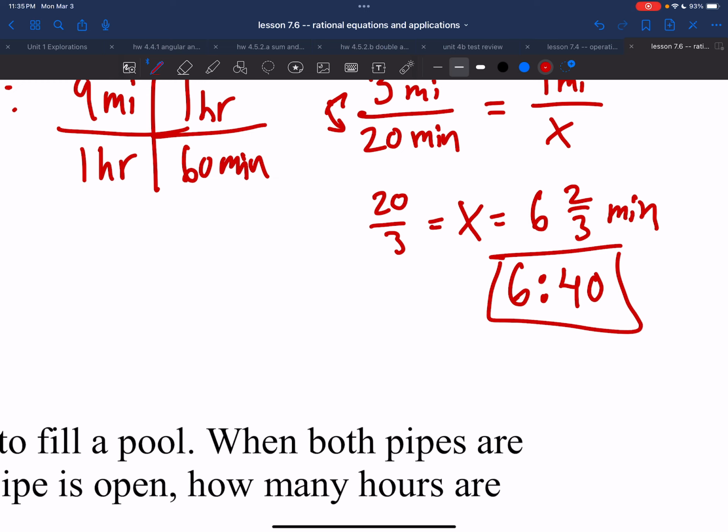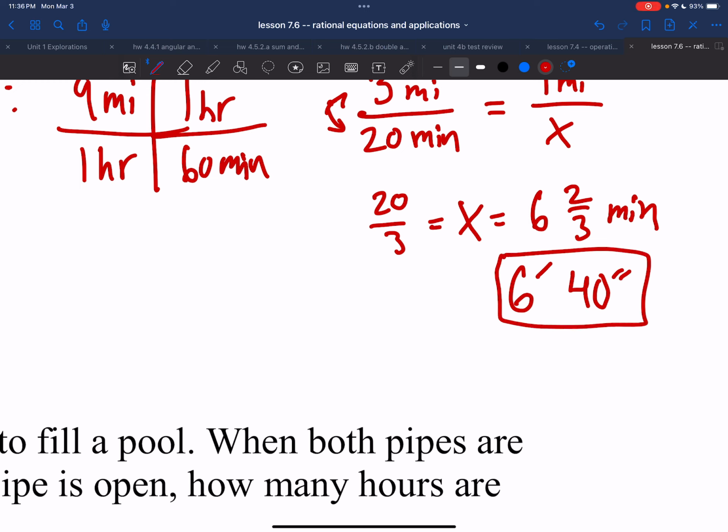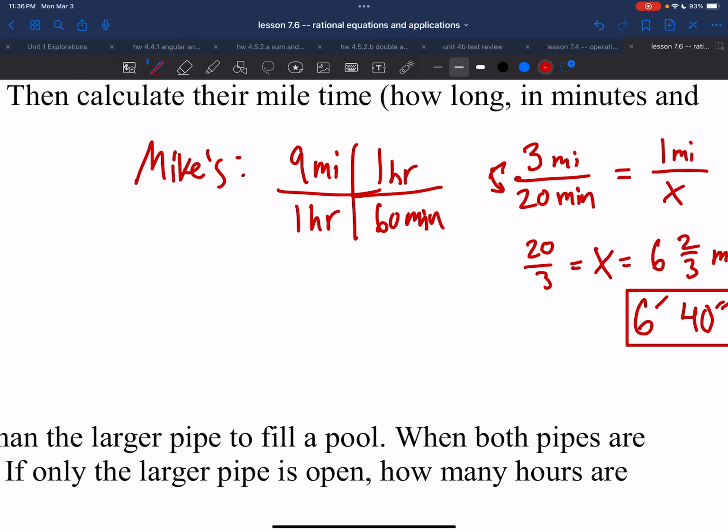I think I would write this, you could write it as 6:40 like that. I like to write it as 6 minutes, 40 seconds. Yeah? 6 minutes, 40 seconds. You could do the exact same thing for Neil.